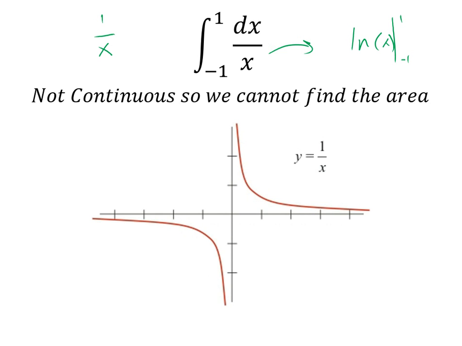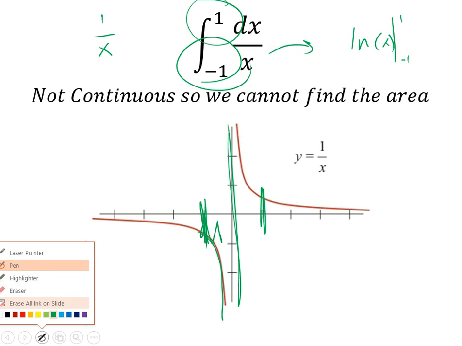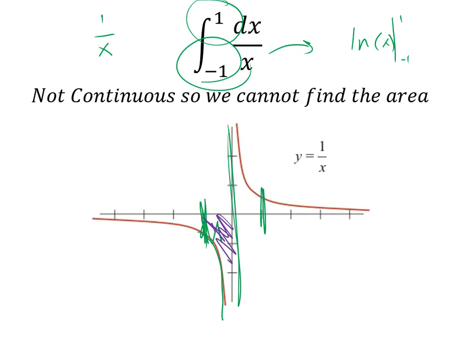Since it's not continuous in our range, we can't do this. If it was continuous from -1 to 1, we would be able to. But as you see, if we go from -1 to 1, it's not continuous. We have this vertical asymptote, so the area we are incorporating goes off forever in both directions. With this problem, we are unable to find the value because it's not continuous within our interval.